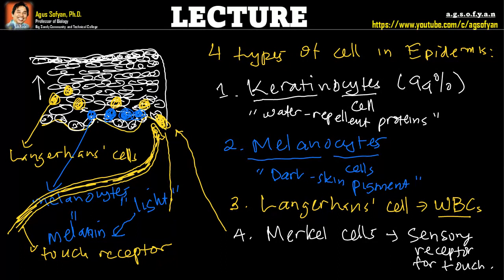And the next will be the Langerhans cell, and this is a white blood cell used for fighting against pathogens like bacteria. And the last one is going to be the Merkel cell, and this is the one that helps us to sense touch. So it has a special function for receiving touch sensation.